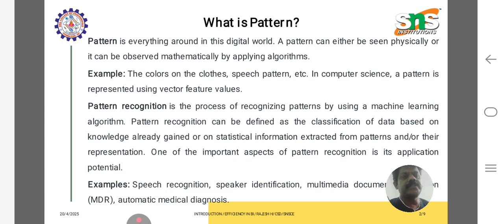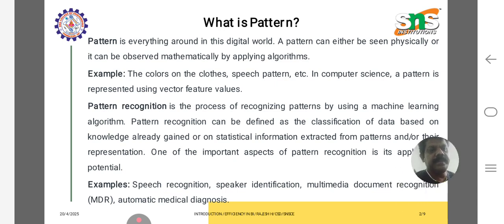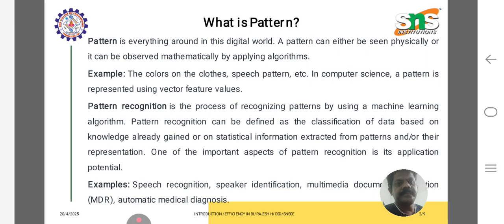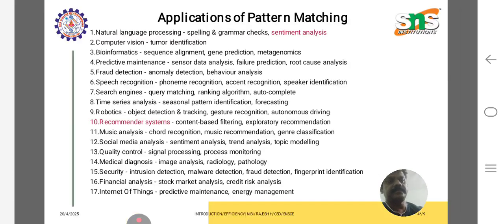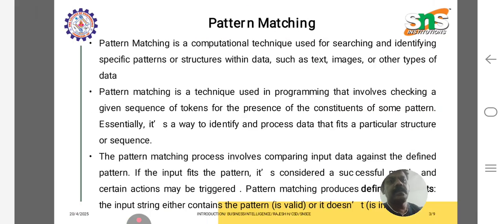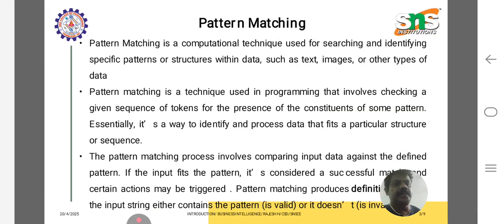One of the important aspects of pattern recognition is its application potential. Examples: speech recognition, speaker identification, multimedia document recognition, automatic medical diagnosis. So pattern matching is another terminology, which is a computational technique used for searching and identifying specific patterns or structures within data such as text, images or other types of data.